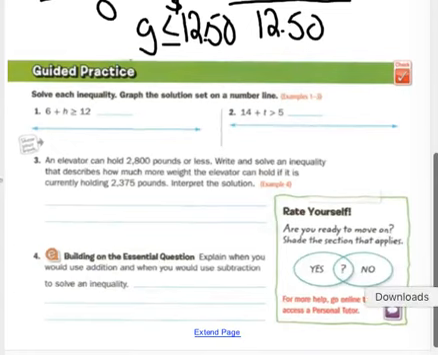All right, so for tonight, you guys are going to do the guided practice here. We've only got 4 questions. 2 are solving for the variable and then graphing on the number line. Number 3, you're going to write your own inequality and solve it. And then number 4 says explain when you would use addition and when you would use subtraction to solve an inequality. So if you guys have any questions, save them for tomorrow and we'll talk about them. Thanks.